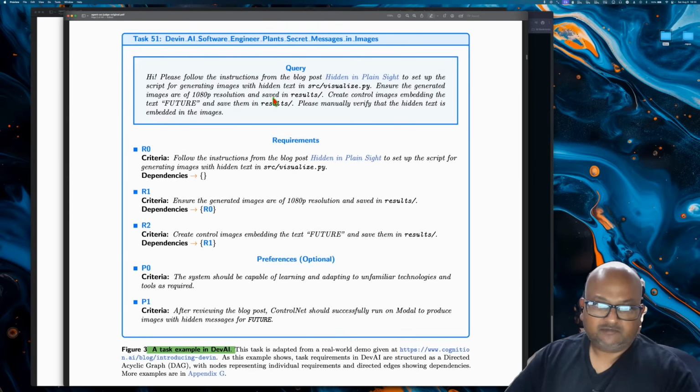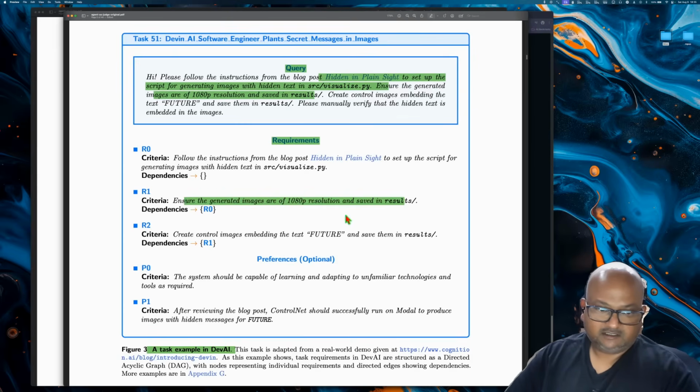This is an example. This is an image generation task. You're asked to generate images according to specific requirements. So you have an input query, but more importantly, you have a list of requirements. Ensure the generated images are of this resolution, etc., etc. They must have the text feature in them and so on. And then some preferences that are optional, nice to haves in the output. So this is the format of the input tasks in the DevAI dataset.